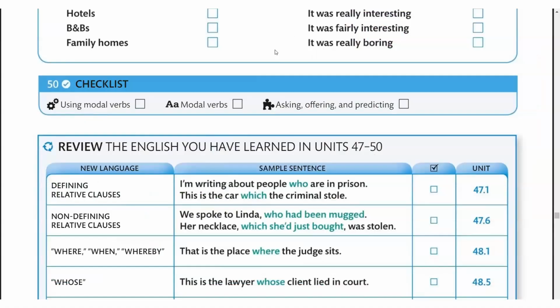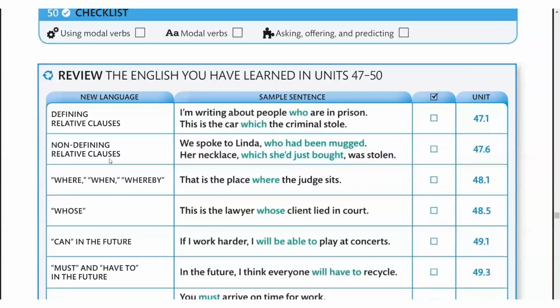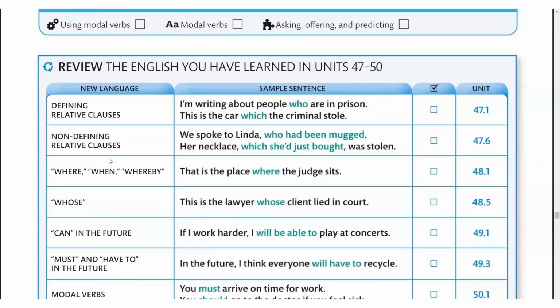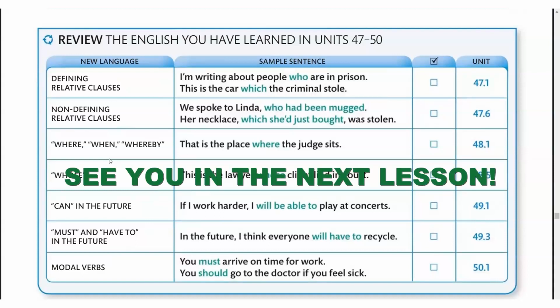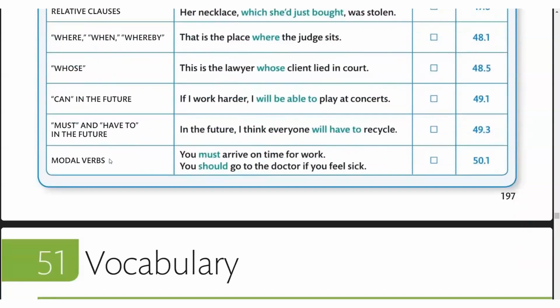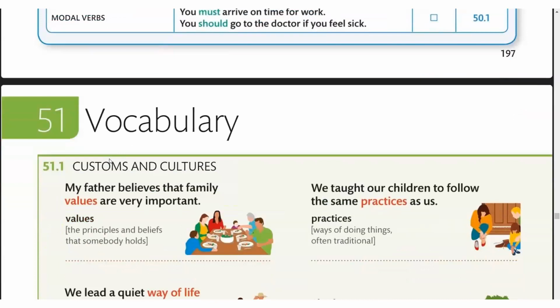Our checklist. So using modal verbs, we talked about that. We reviewed them. We use them to ask, offer, and predict. Okay, great. So we're making some fine progress here. So this is all of the language uses that we did so far in units 47 to 50. And again, don't worry if you missed any of the units. We'll go back and fill in, but go back and at least watch the first few, and we're just going to continue on in the book. And the next lesson, 51, is vocabulary review. So we're going to start to look at the vocabulary related to customs and culture, and we'll look through all of the examples. See you in the next video.